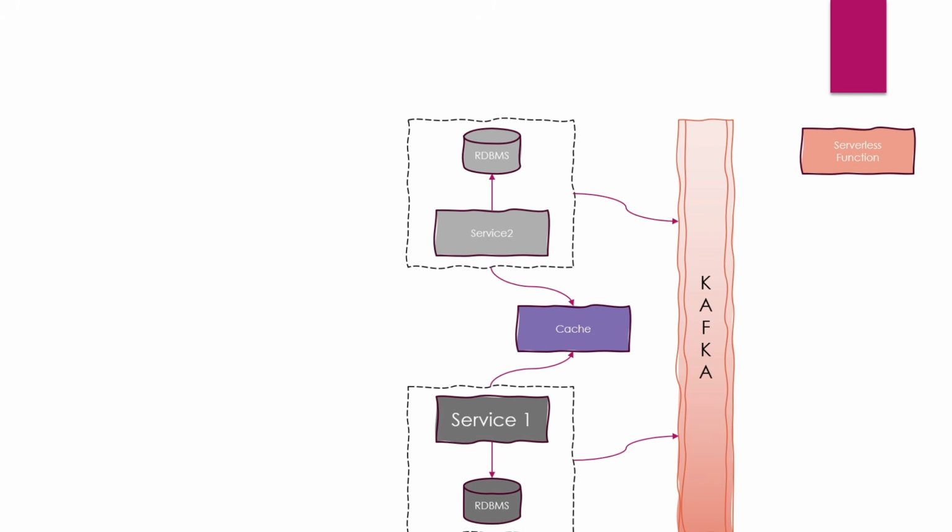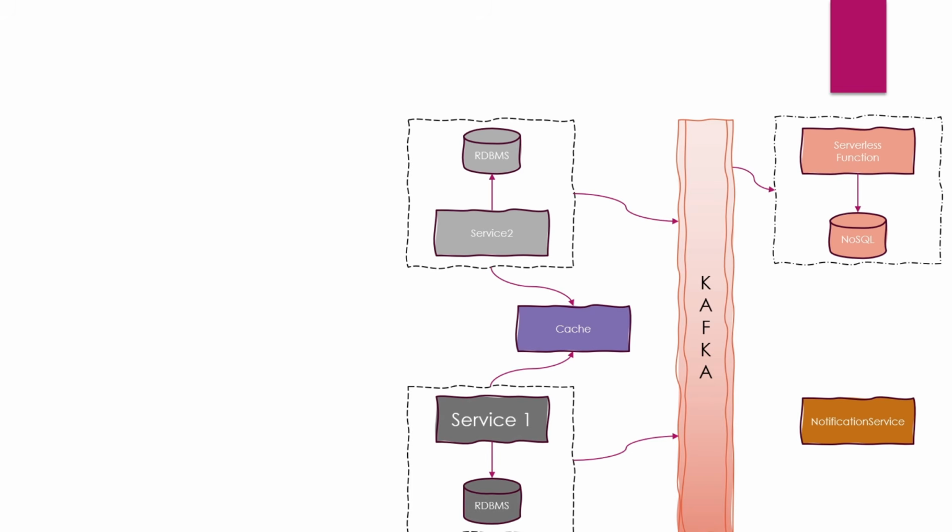And this serverless function will listen to the events sent by the microservice 2. And based on the event, it will simply store the data to a NoSQL data store, maybe just for tracking. So now we have a consumer of microservice 2 which is interested in the events sent by microservice 2.